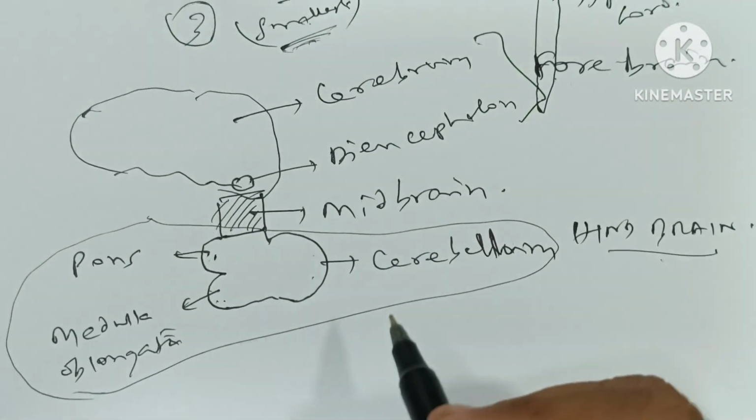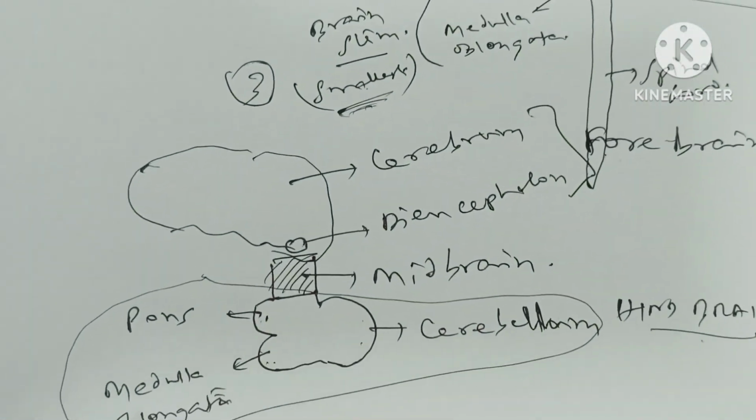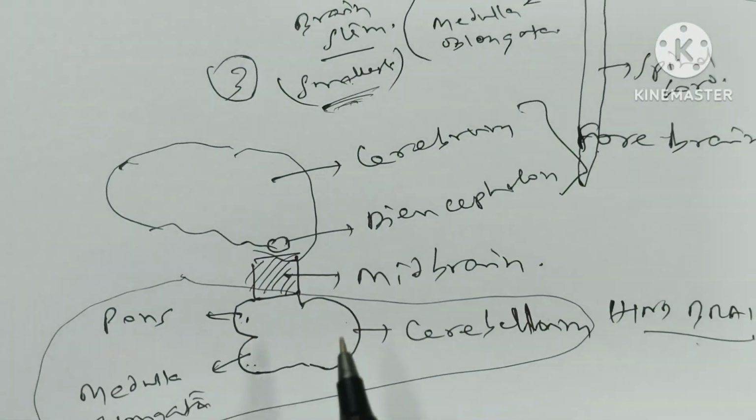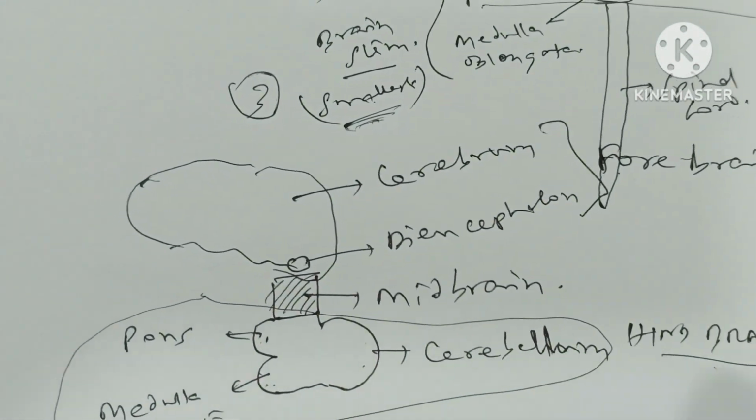Now, during the early development of the central nervous system, first the neural tube is formed. Then from this neural tube, the brain and spinal cord are formed. Now, how does it happen?